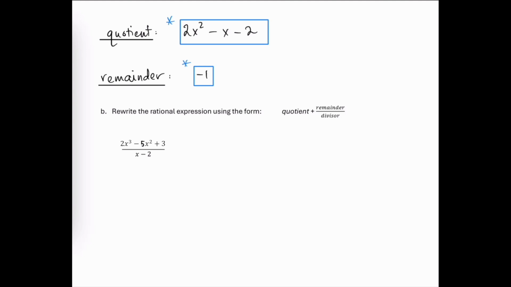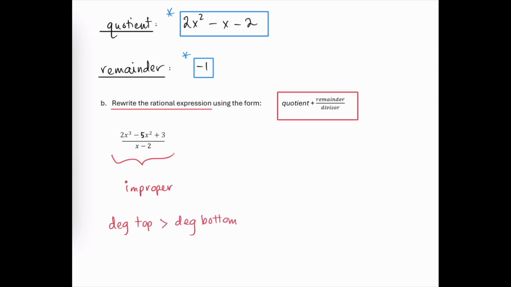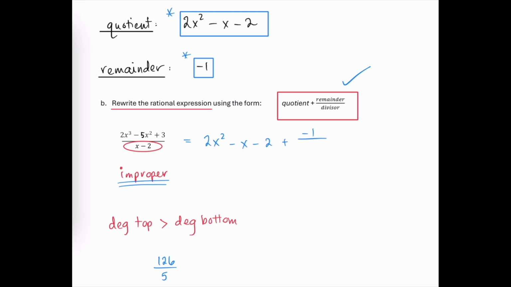In part B, we're being asked to rewrite the rational expression using the form quotient plus remainder over divisor. Let's notice that the original rational expression is something that we consider to be improper. A rational expression is improper if the degree of the top is bigger than the degree of the bottom. This is similar to what we've seen with numbers. An improper fraction is one where the numerator is bigger than the denominator. So we can rewrite this improper rational expression in this form by saying our quotient, which is 2x squared minus x minus 2, plus the remainder, which is negative 1, over the divisor, which is x minus 2.